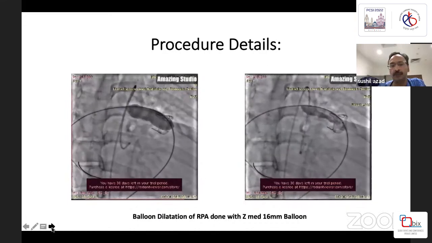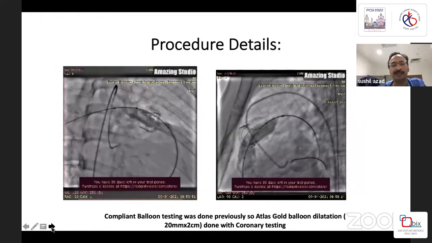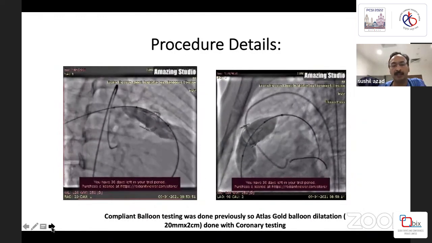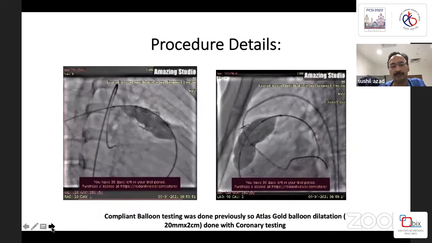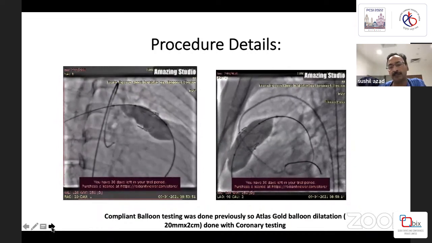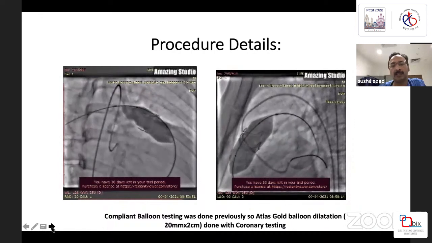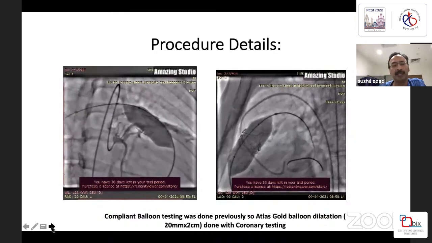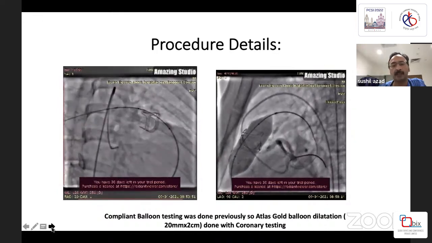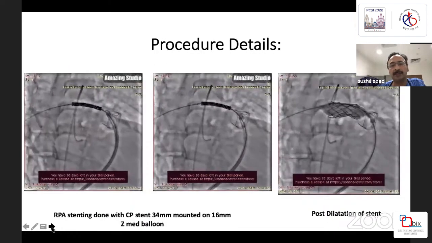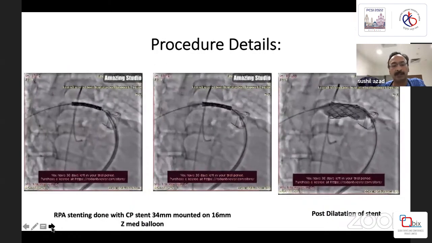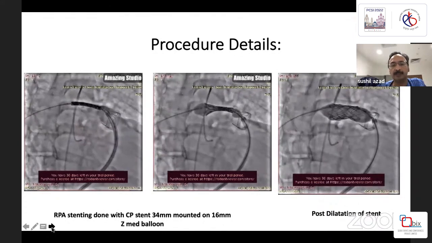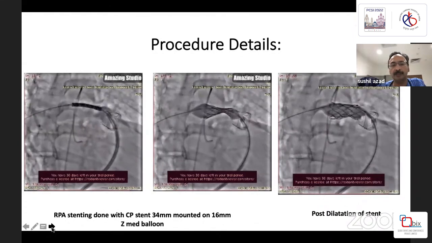So we thought of implanting a stent, but simultaneously we did a combined balloon occlusion of the valve and checked the coronaries as well. Though in CT there was no significant narrowing, as a protocol we checked that, and there was no significant narrowing. So then subsequently we implanted a CP stent, a bare stent, 34 millimeter mounted on a 16 millimeter balloon in the origin of the right pulmonary artery.